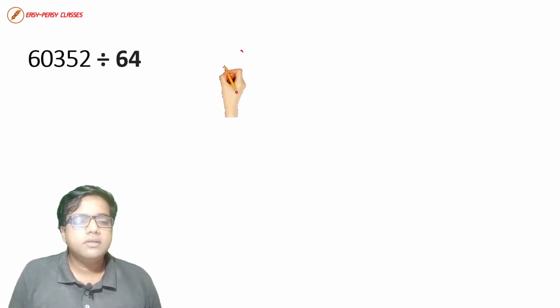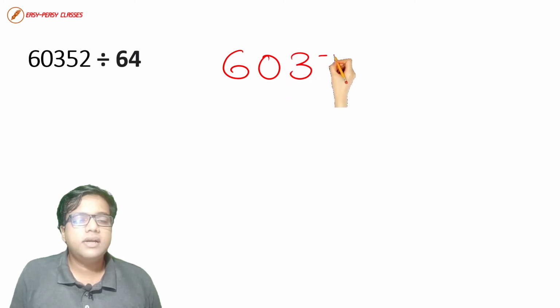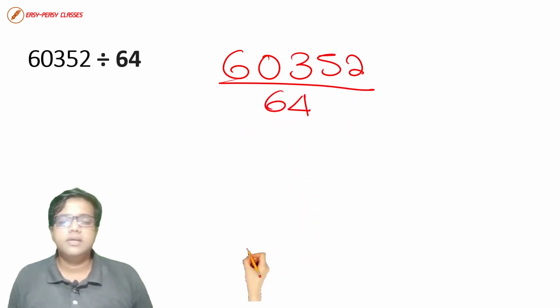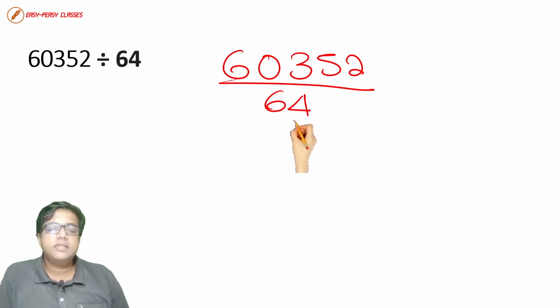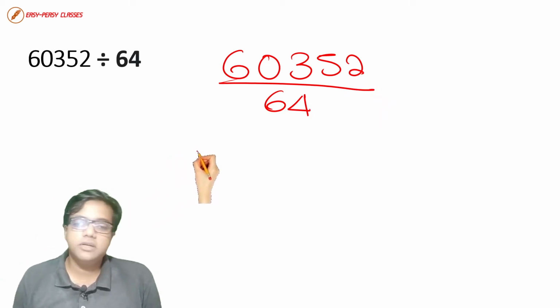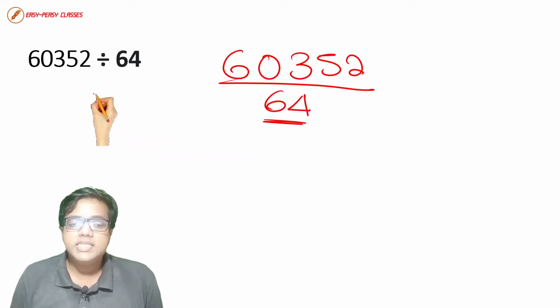Second question, 60,352 divided by 64. Okay, so most of you must have taken the last numbers and they are even numbers, so you started dividing both the numbers with the help of 2. But let's not do it by 2. Let us take a higher order number. 64 is divisible by 8, right?